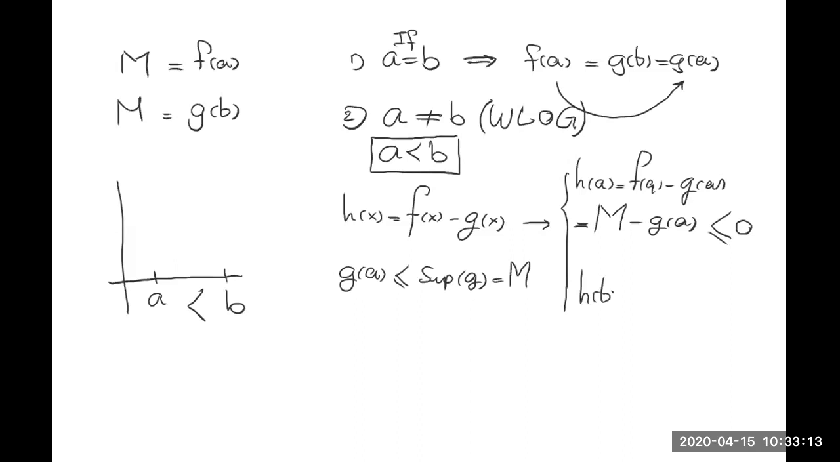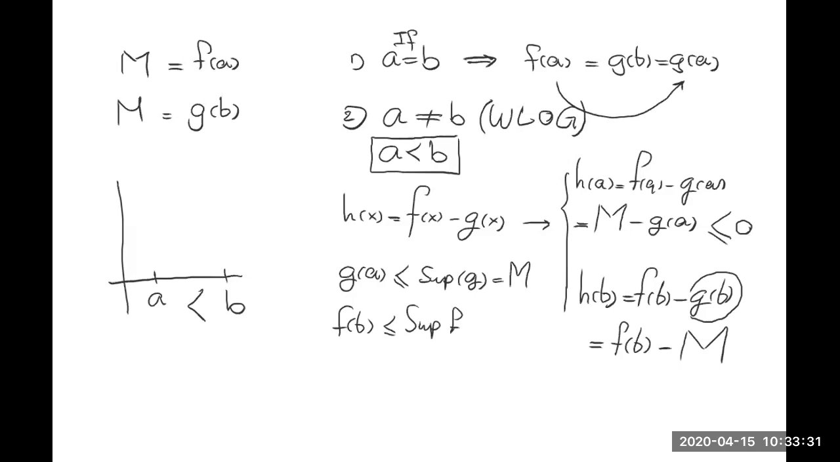Look at h of b. It's f of b minus g of b. Now g is maximized at this point b, so g of b is m. On the other hand, f of b is less or equal than its supremum, which is m. Sorry, I had a typo in the previous line. m minus g of a is greater or equal than zero. And here f of b minus m is less or equal than zero.